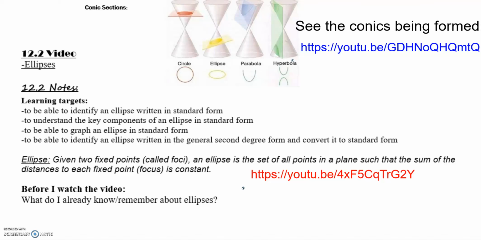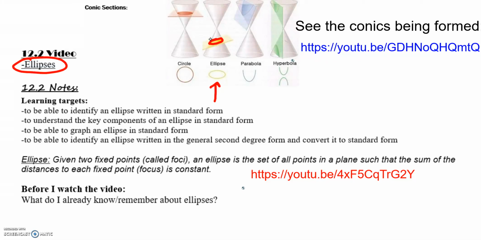Hello everybody and welcome to section 12.2, which is all about the conic, specifically the ellipse this time. And again, I want to point out to you that the circle, ellipse, parabola, and hyperbola, focusing today on the ellipse, is formed when a plane intersects a cone. And last video we talked about when a plane was perfectly perpendicular, we created a circle. When a plane is at an angle less than 90 degrees and it intersects a cone, it creates more of an oval shape or an ellipse.